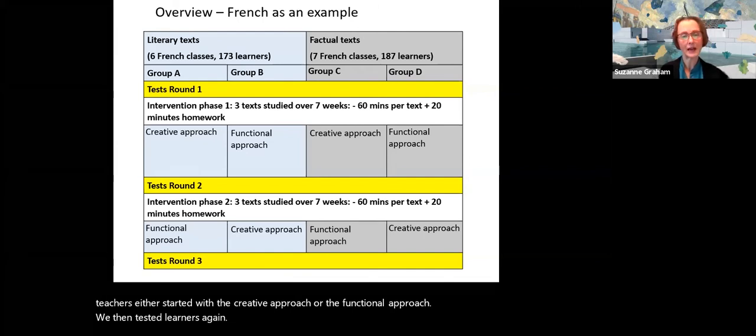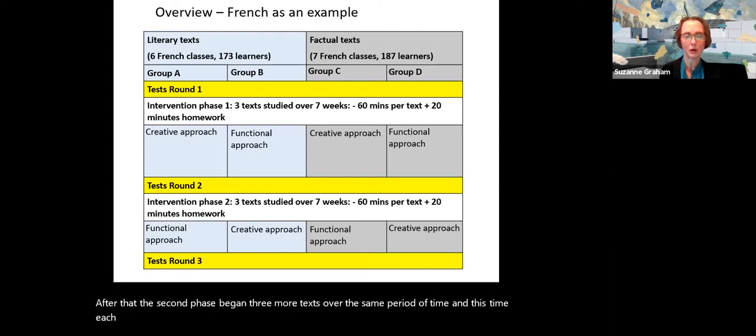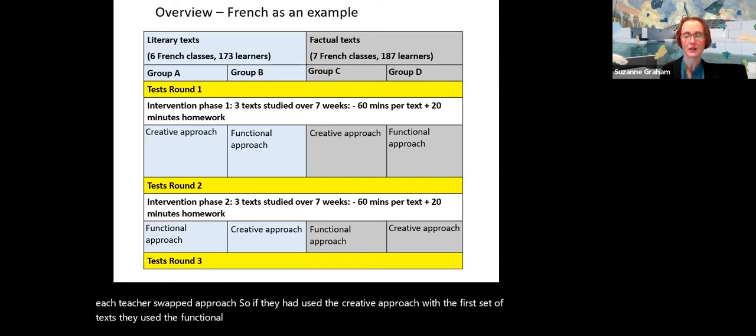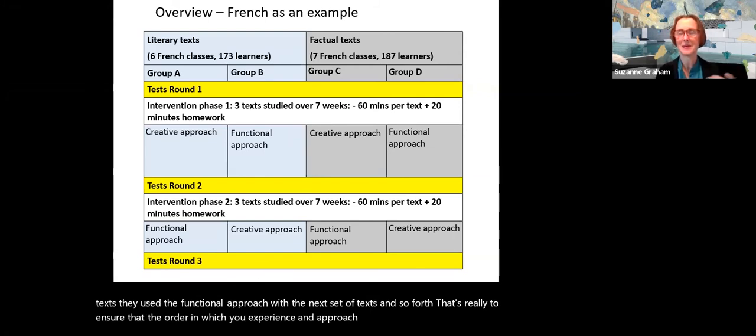After that, the second phase began, 3 more texts over the same period of time. And this time, each teacher swapped approach. So if they'd used the creative approach with the first set of texts, they used the functional approach with the next set of texts, and so forth. That's really to ensure that the order in which you experience an approach doesn't influence the impact overall.